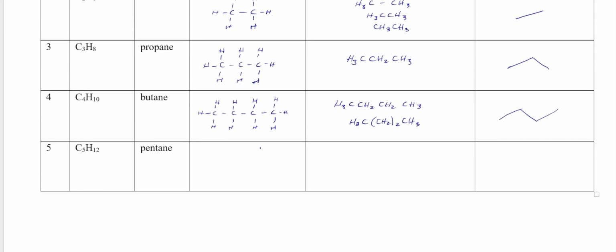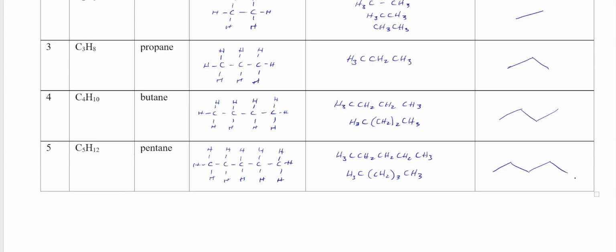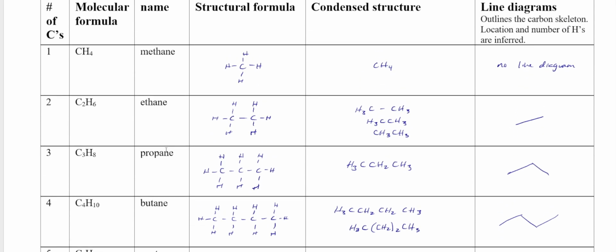Pentane is 5 carbons, so 1, 2, 3, 4, 5, filling out the hydrogens. Okay, H3C, CH2, CH2, CH2, CH3. Alternatively, H3C bracket CH2, 3, CH3, and there is pentane for you. Okay, so that just covers the alkanes for the first 5 carbons.